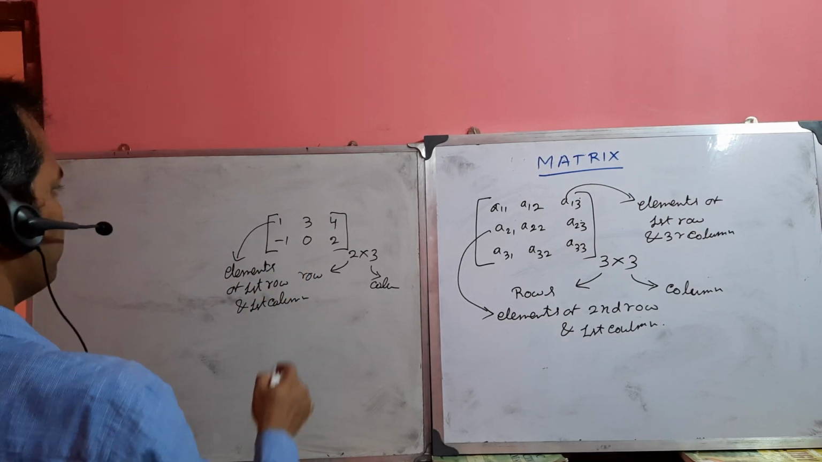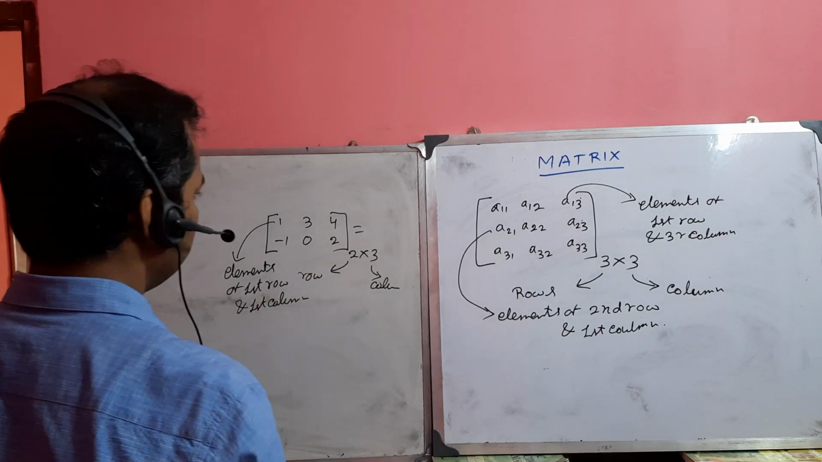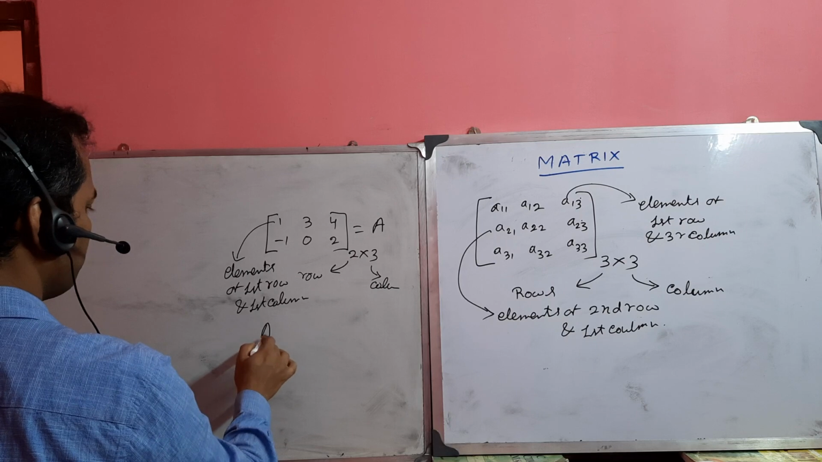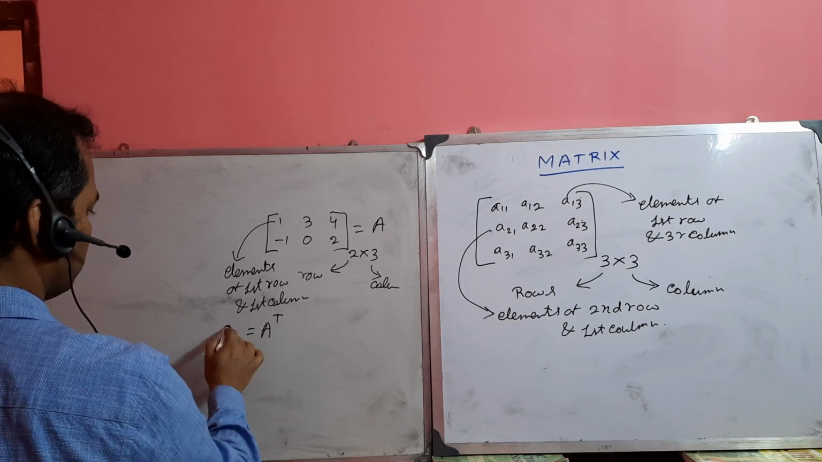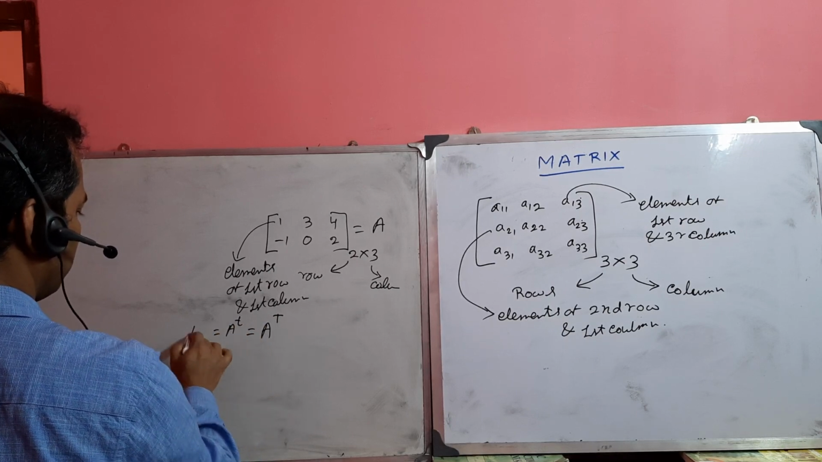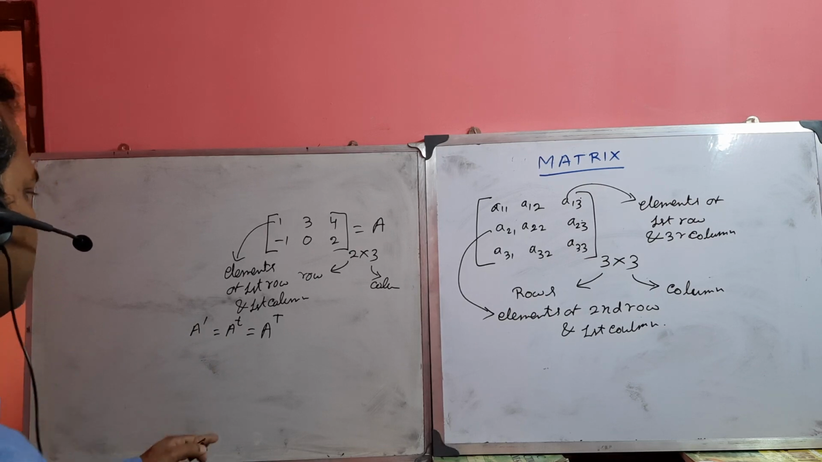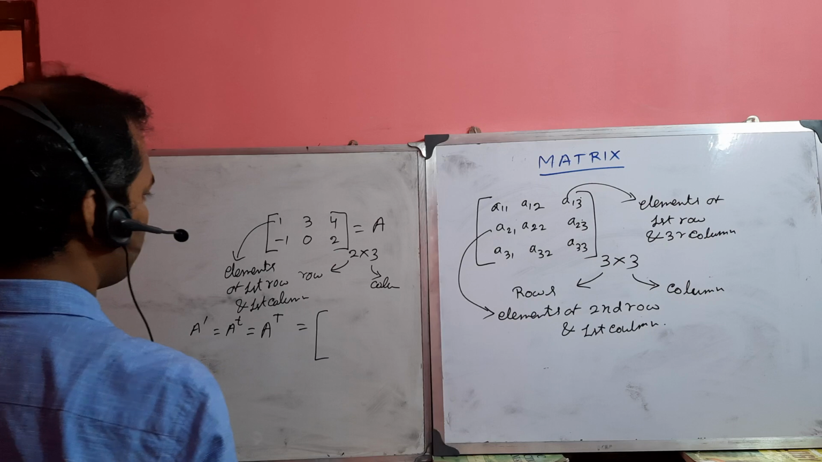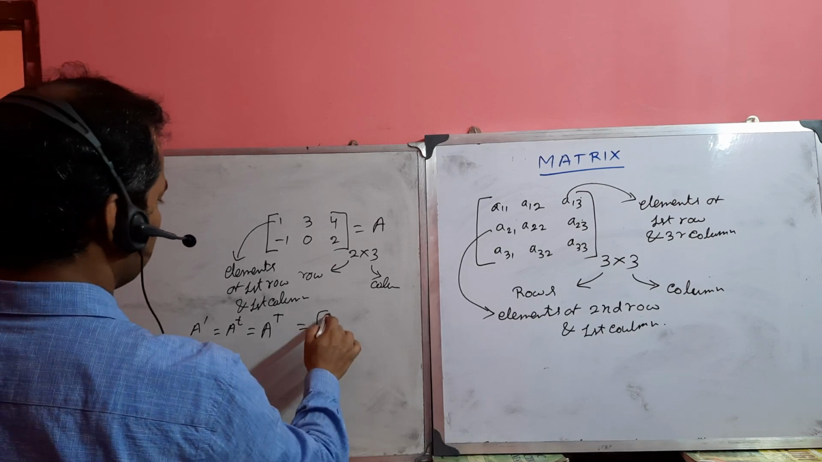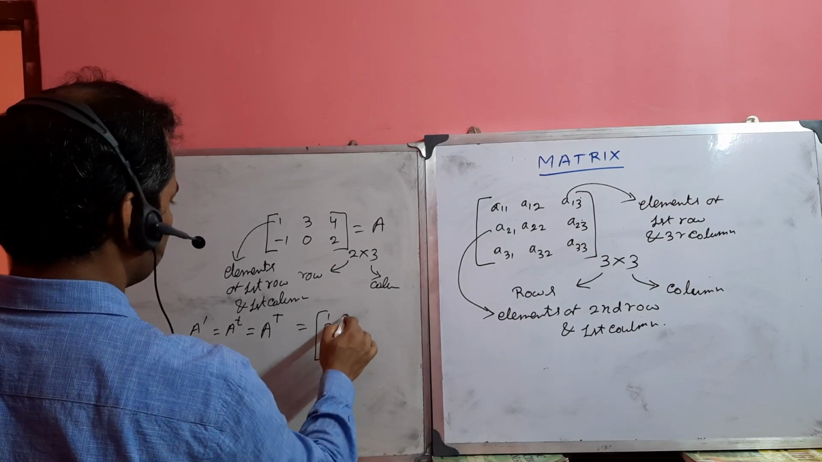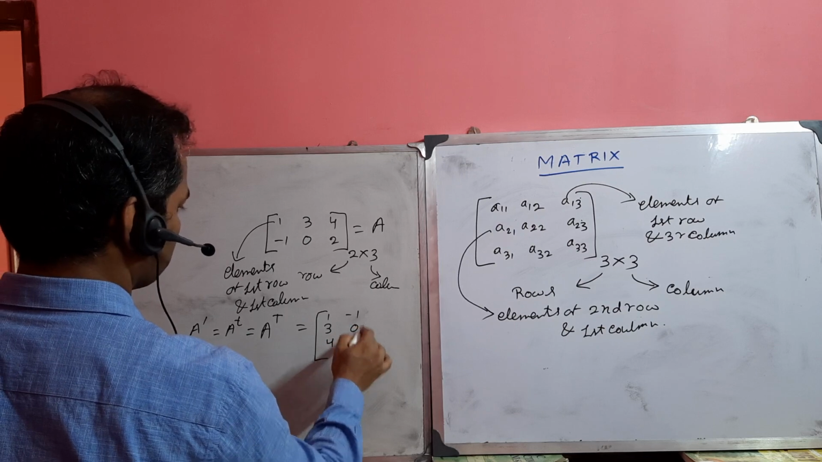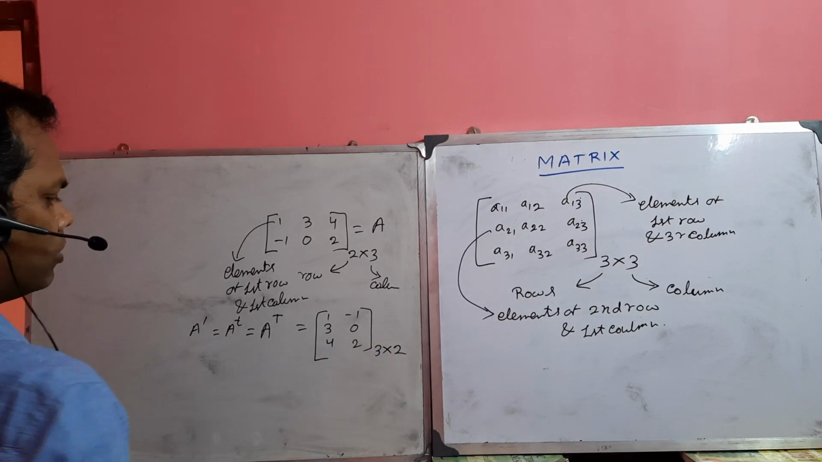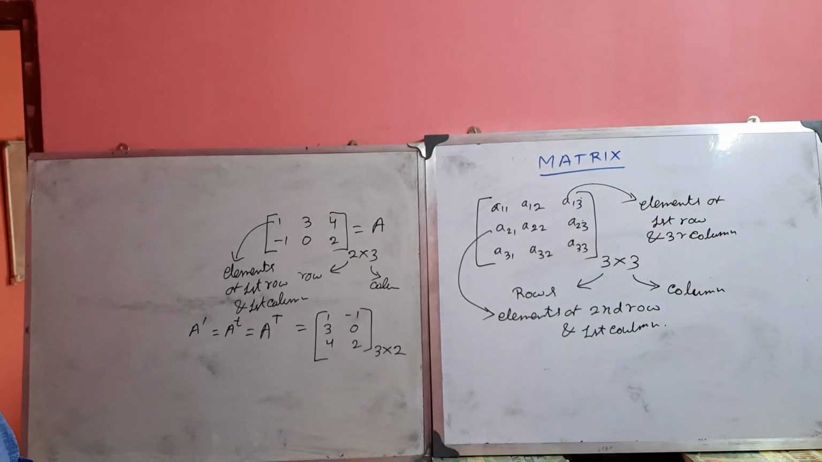Now, if the matrix is named with a capital letter A, and you write A transpose, like A prime, A T, A capital T, all are the same. Here rows are converted to columns and columns are converted to rows. That means this becomes 3 cross 2. Now 3 is the number of rows and 2 is the number of columns.